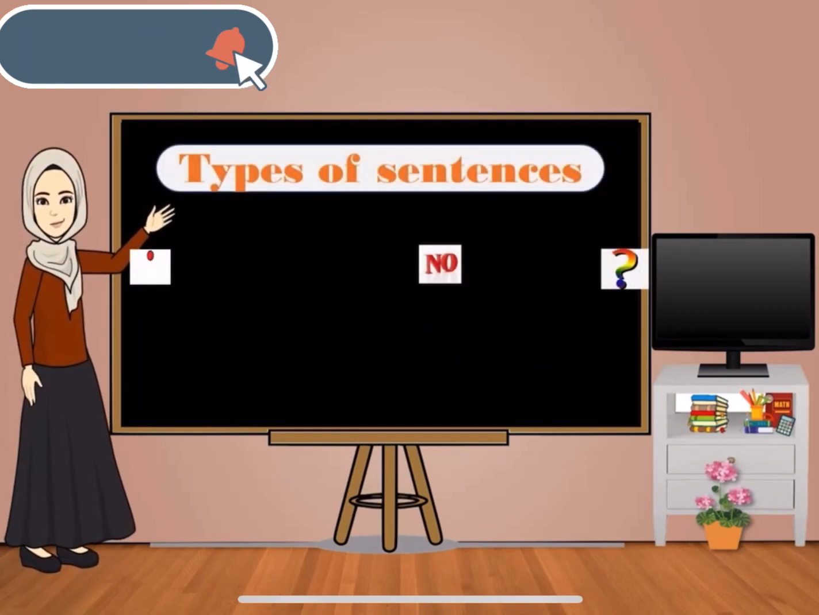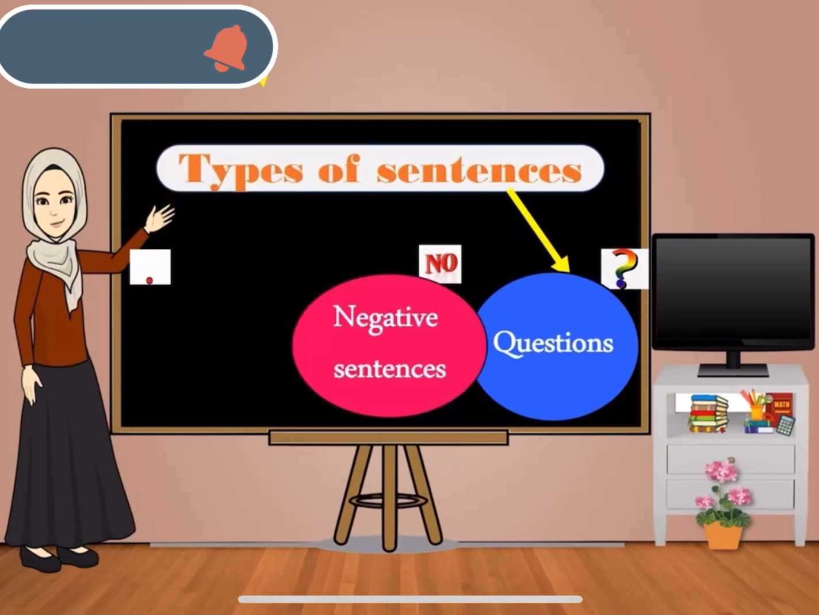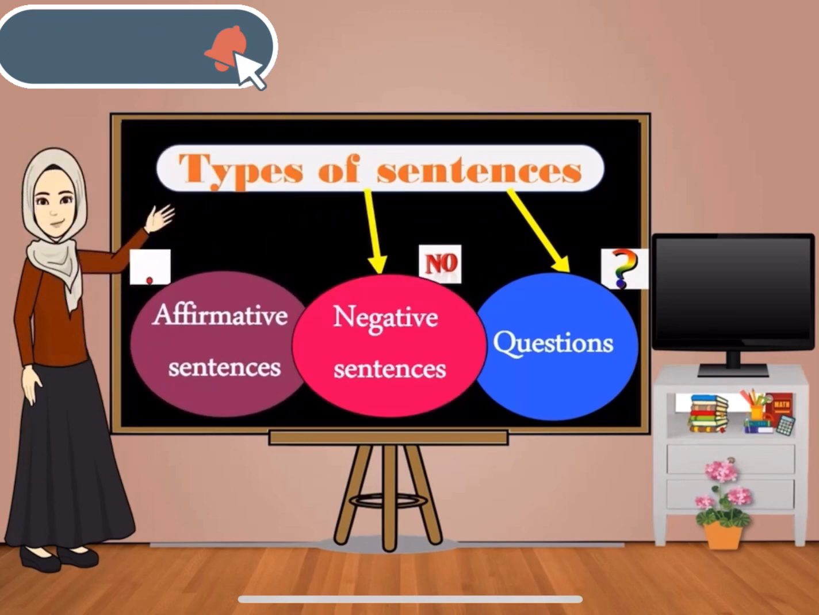Now, I want to remind you of the 3 types of sentences we should focus on when we study any tense. When we study any tense, we should focus on the affirmative sentences or the positive sentences, then the negative sentences, and finally, how to form questions in this tense.